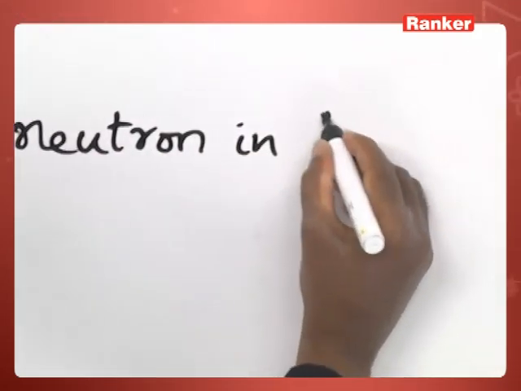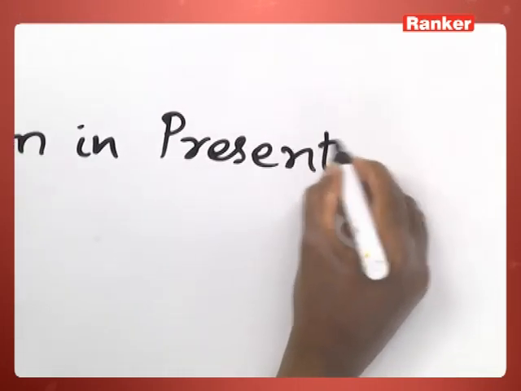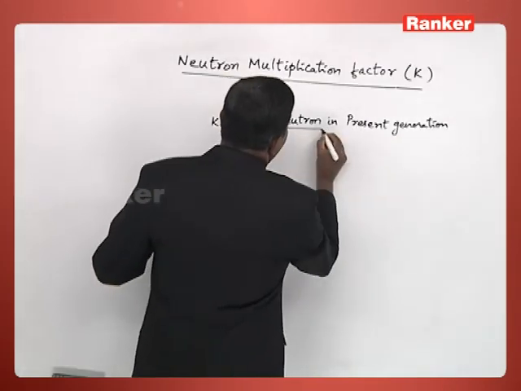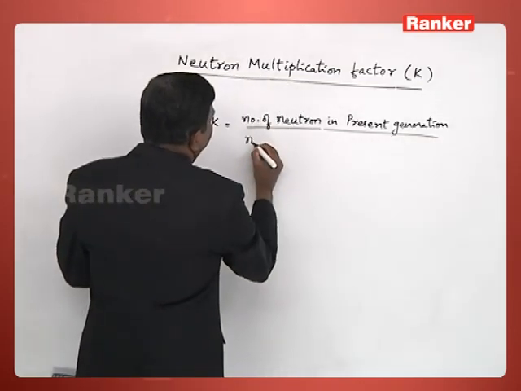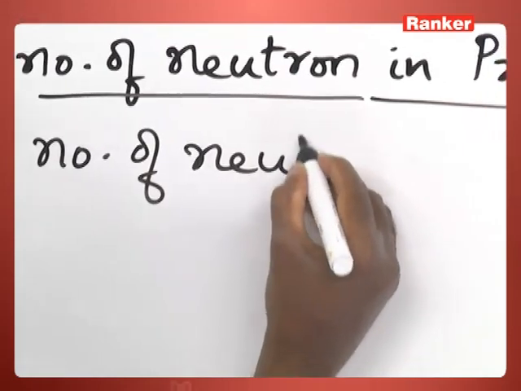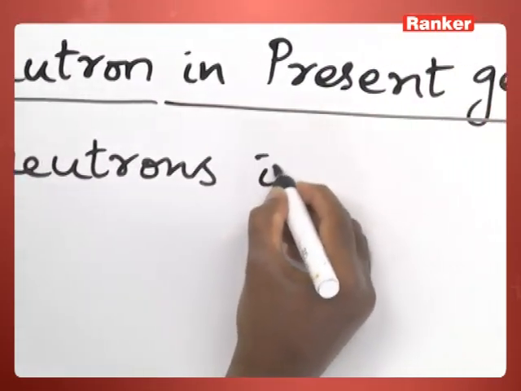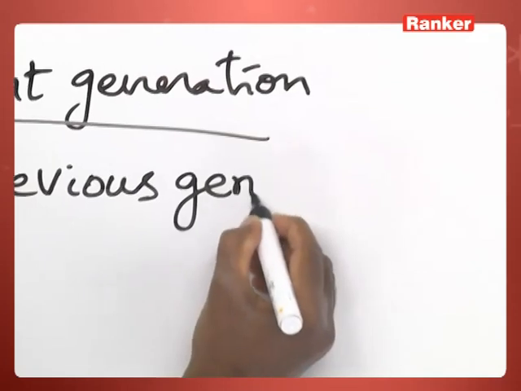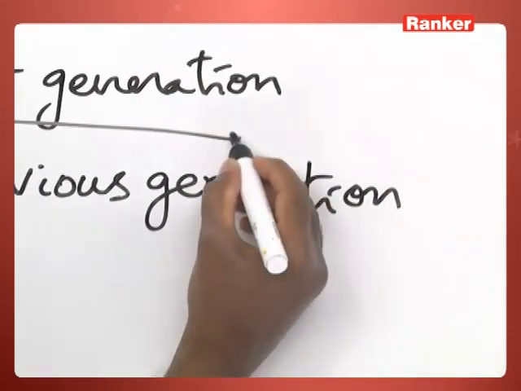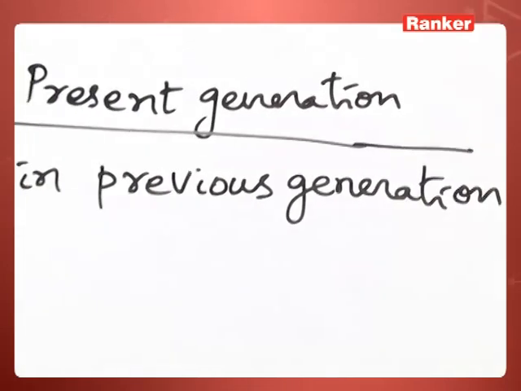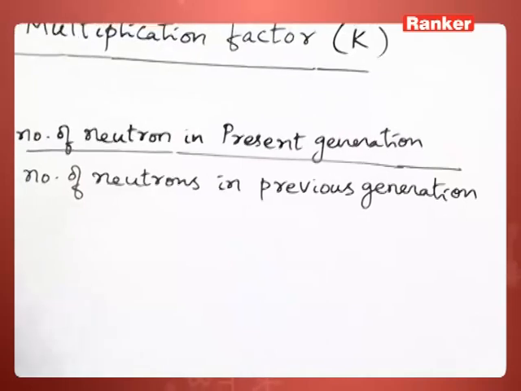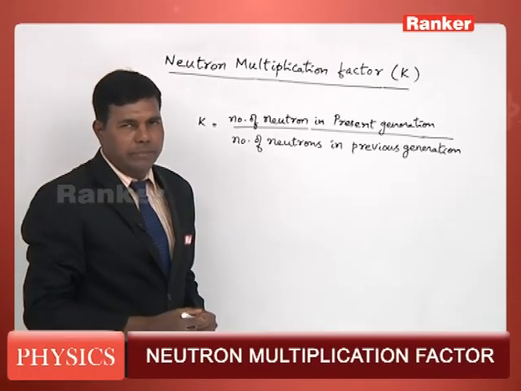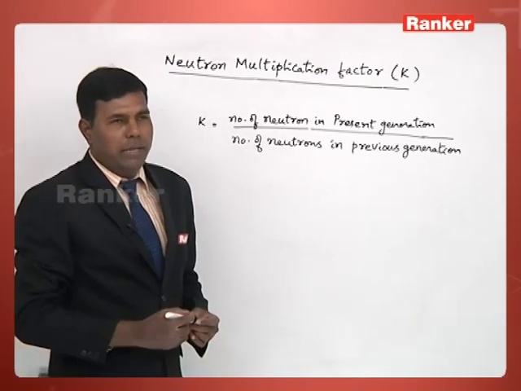in the present generation divided by the number of neutrons in the previous generation. This ratio is known as the neutron multiplication factor. The number of neutrons generated in the present generation and the number of neutrons produced in the previous generation, that ratio is known as the neutron multiplication factor.